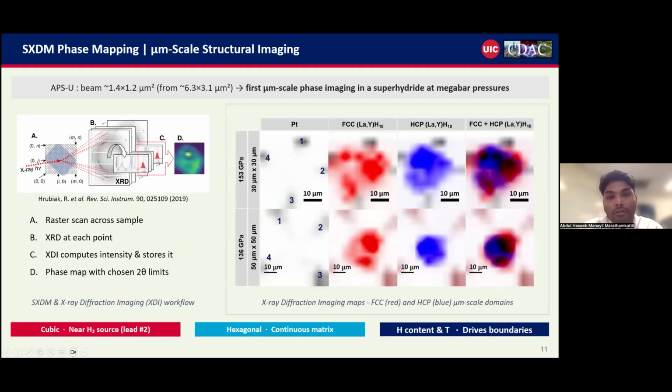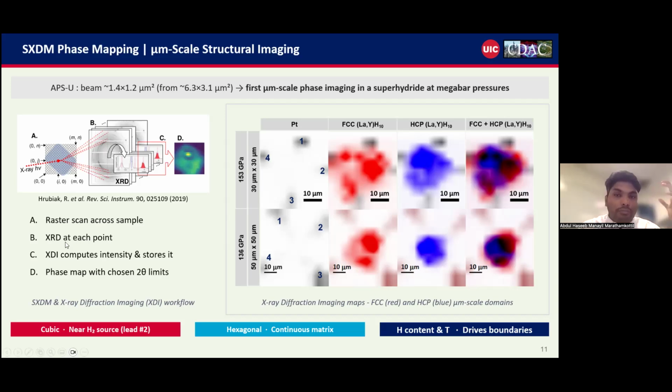So we know we have two phases coexisting, but what are they spatially? This is where scanning X-ray diffraction microscopy, or XRDM, comes in. Thanks to the APS-U upgrade, the beam at HP-CAT beamline 16 IDB was reduced from roughly 20 square microns down to 2 square microns, with dramatically improved brilliance and minimal beam tails. That is the difference between seeing blobs and seeing actual domain structure.